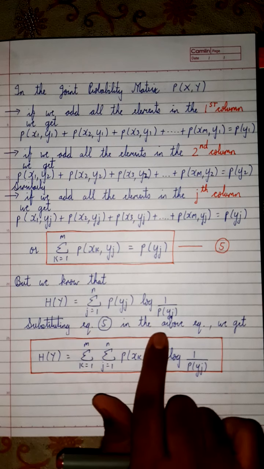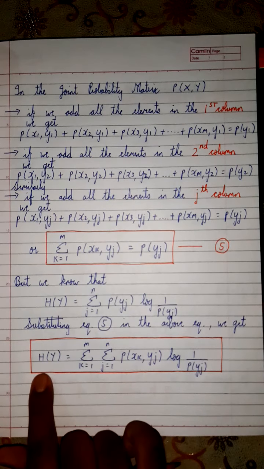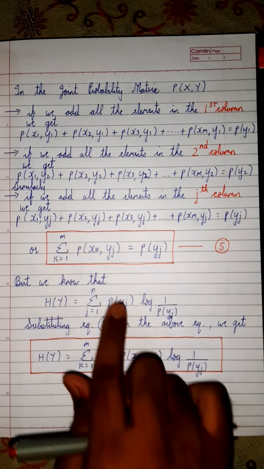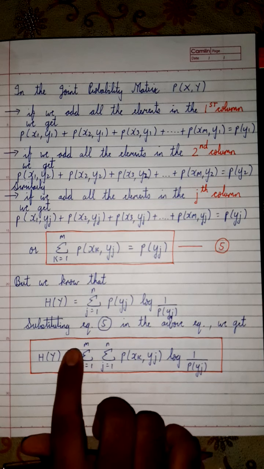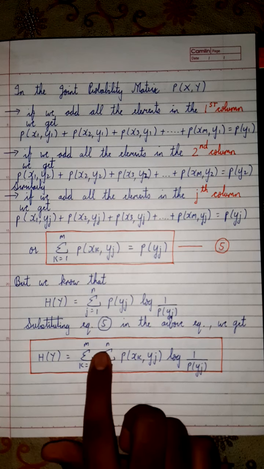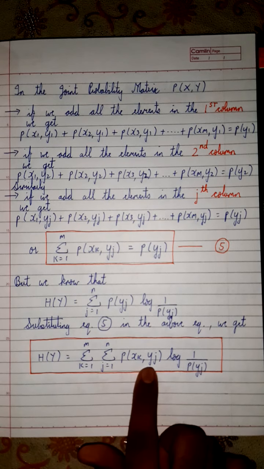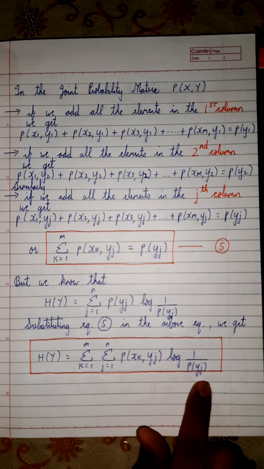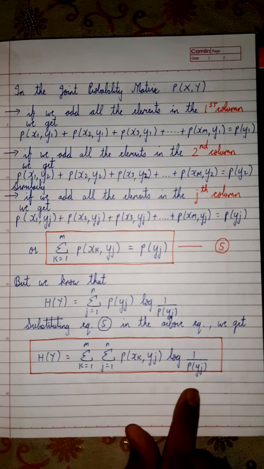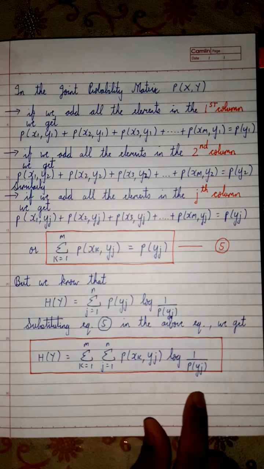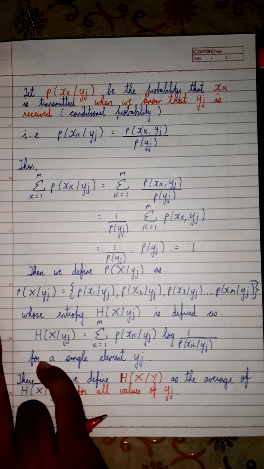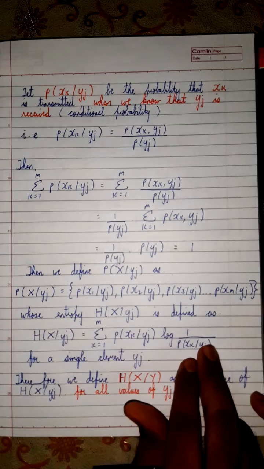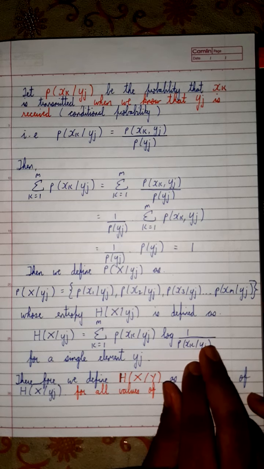Substituting equation 5 in the above equation, we get H of y is equal to, if I substitute this equation over here, I will get sigma k is equal to 1 to m, sigma j is equal to 1 to n, P of xk yj log 1 by P of yj. So therefore there are two equations of H of x and now there are two equations of H of y. That's what it means, right? Now I have derived the marginal entropies and joint entropies.